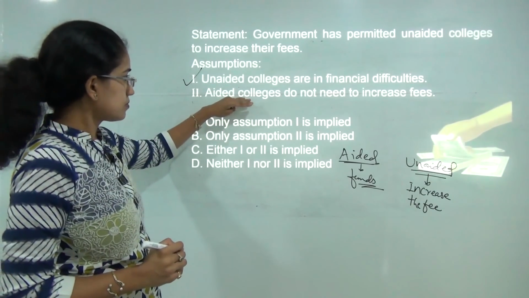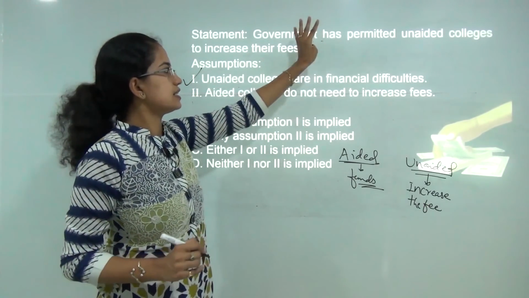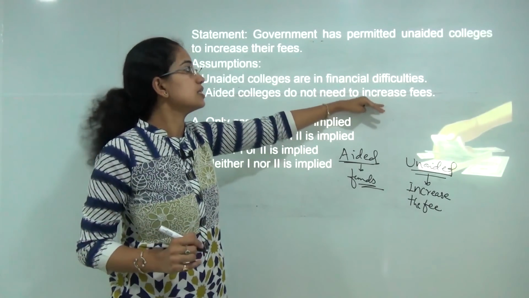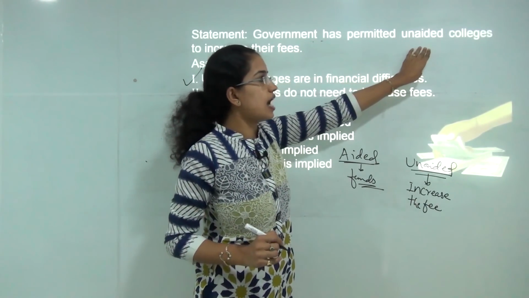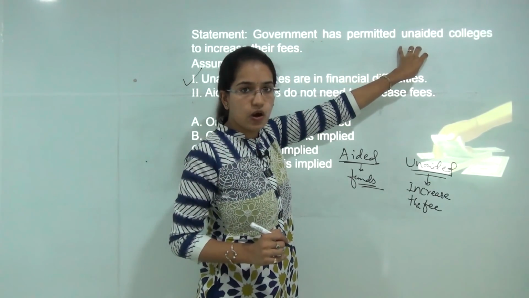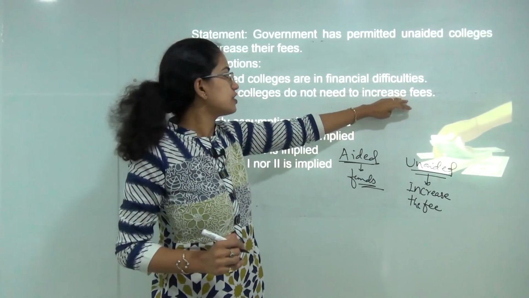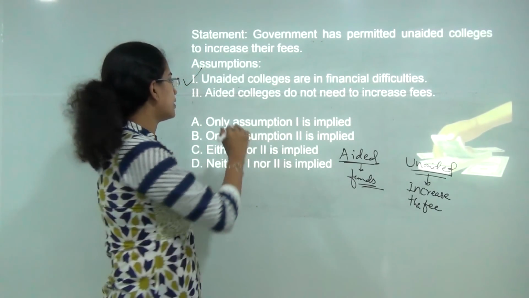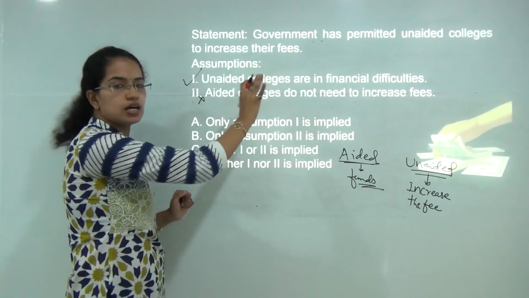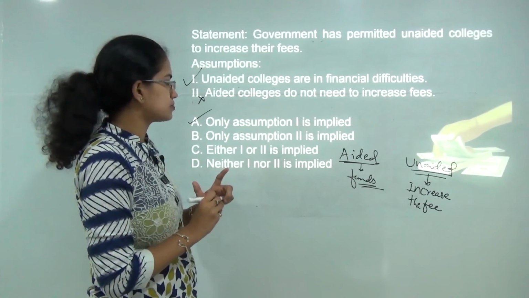The next says, aided colleges do not need to increase the fees. Now there is nothing mentioned about this in the statement. We can say that unaided colleges are in financial crisis and they need to increase the fees, but government has permitted unaided colleges. Government is still funding the aided colleges. So we cannot say aided colleges do not need to increase their fees. We cannot say anything about aided colleges here, whether they need to increase the fees or not. Whatever is mentioned is simply about the unaided colleges. Therefore, only assumption 1 would be implied in this case, and we cannot say assumption 2 is implied.